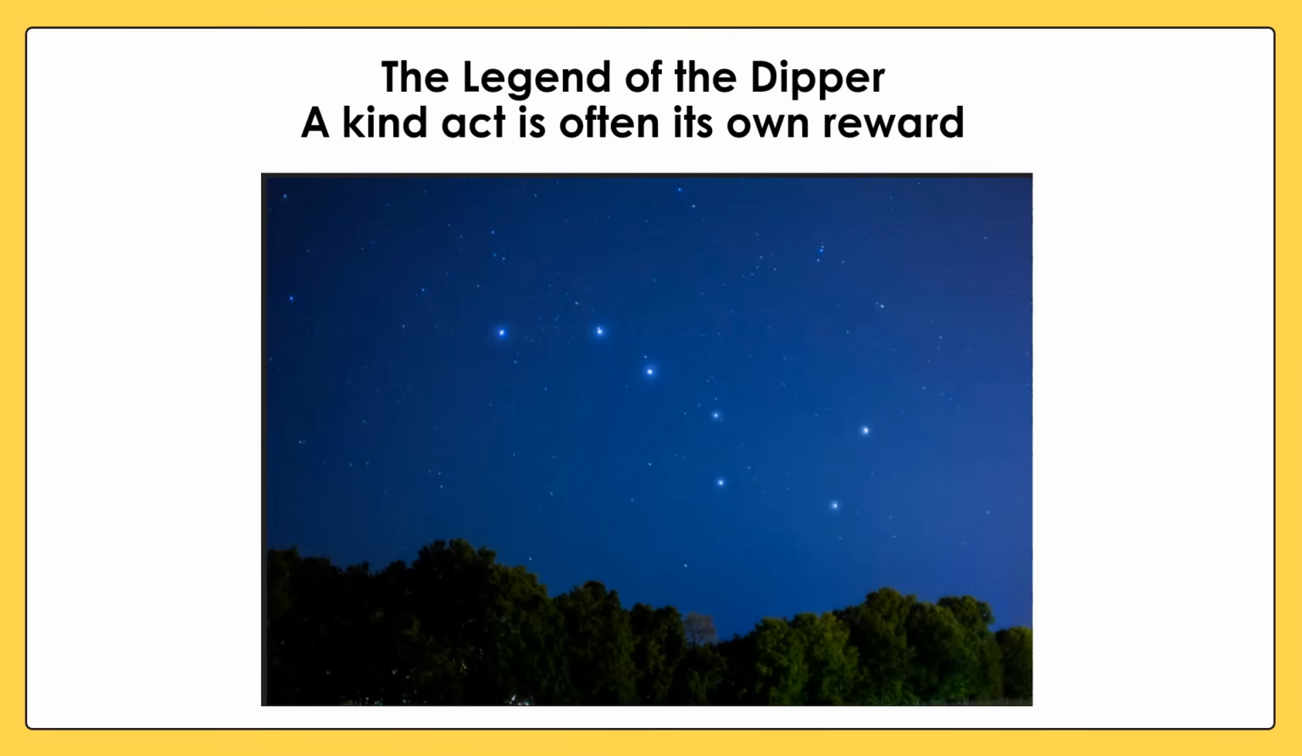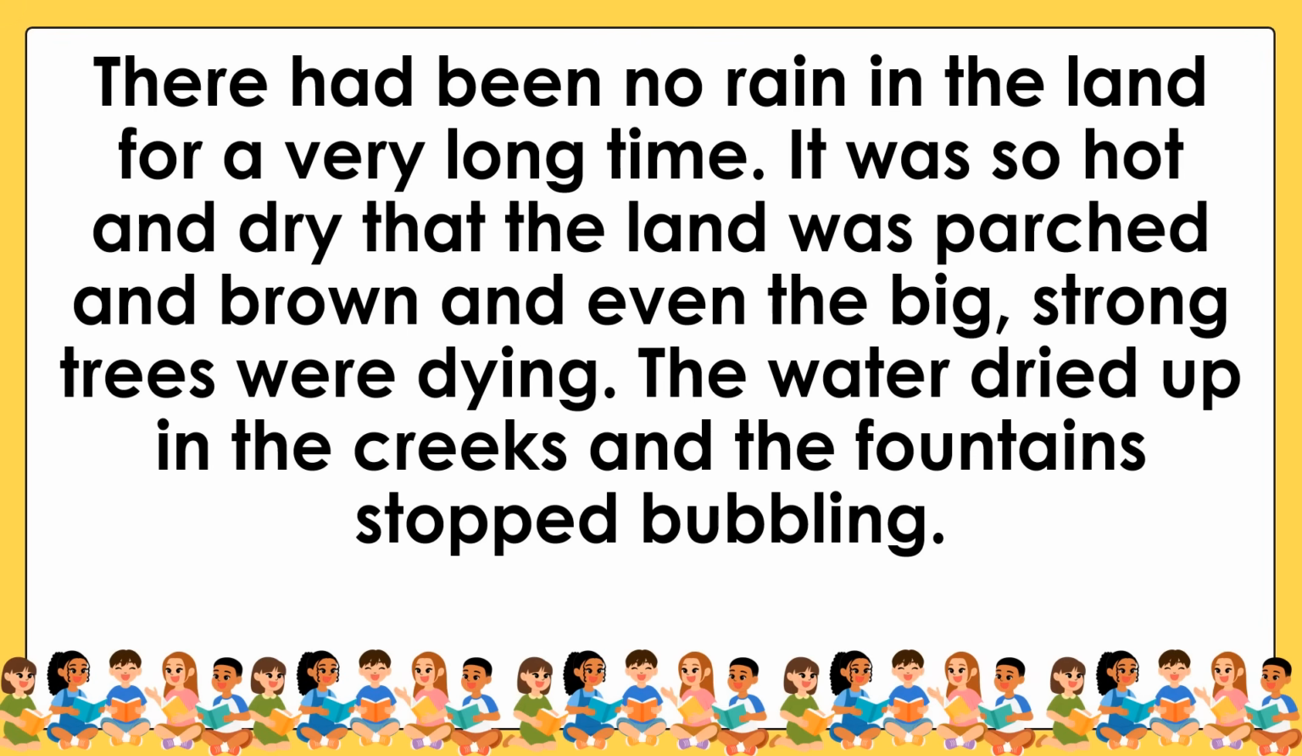Let's try to read the story about the Legend of the Dipper. There had been no rain in the land for a very long time. It was so hot and dry that the land was parched and brown, and even the big strong trees were dying. The water dried up in the creeks and the fountains stopped bubbling.